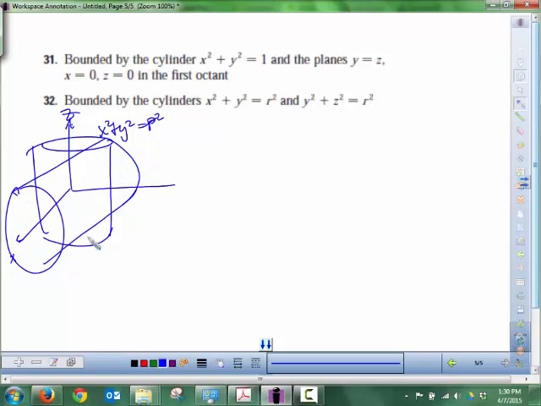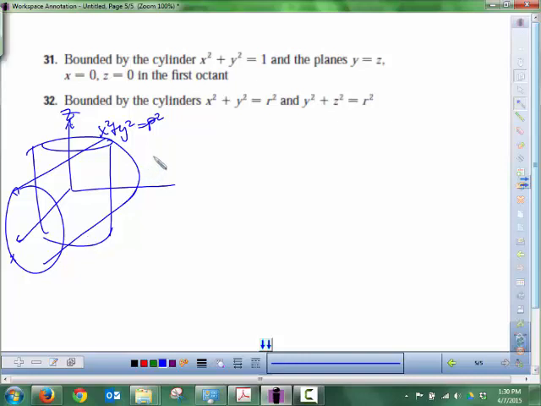And you may have seen something like this in your Calc 2 where you're trying to find volumes of things, but this is going to be a lot easier. Doesn't look like it right now, but hopefully it'll be easier. It'll probably be just as hard. Okay.